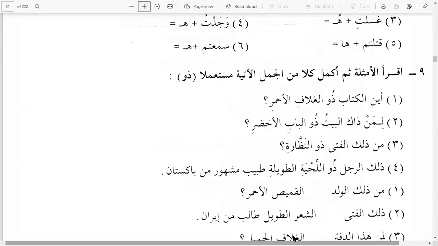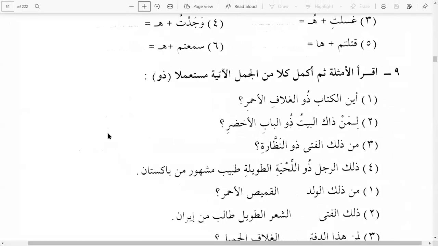Okay, now we are going to start from exercise number 9 or 10. 9, sir. You remember? Yes. Okay, so Bismillah Irfan. I would like you to read the text and complete the whole exercise, no problem.